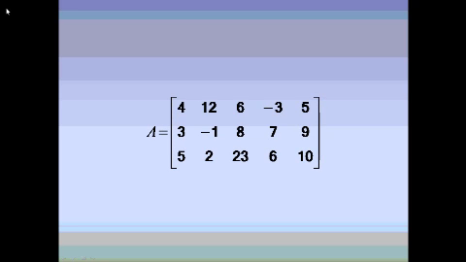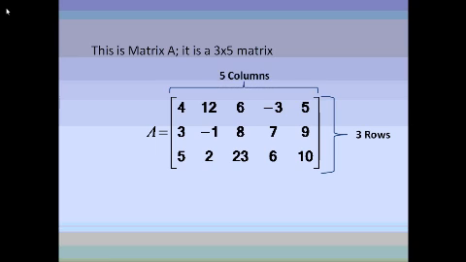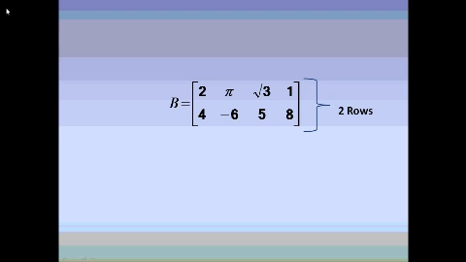Let's look more closely at the format of a matrix. This is matrix A. It is a 3 by 5 matrix. It is 3 by 5 because it has 3 rows and 5 columns. Note that because the dimension of the matrix is 3 by 5, it has 15 elements, meaning that there are 15 numbers in the matrix. Let's look at another matrix, matrix B. It has 2 rows and 4 columns. Therefore, matrix B is a 2 by 4 matrix.